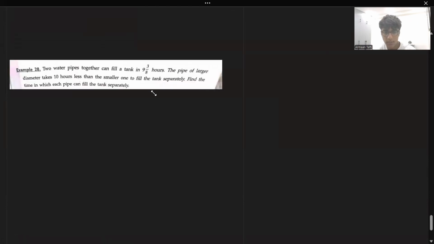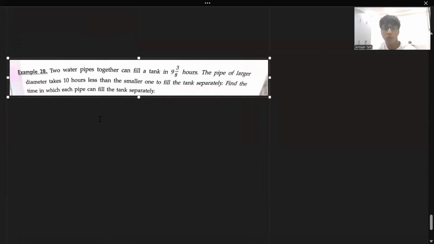Let's increase the size of the question. There we go. So two water pipes together can fill a tank in these many hours. The pipe with a large diameter takes a certain time more than the one with the smaller diameter to fill the tank. Find the time in which each pipe can fill the tank separately.